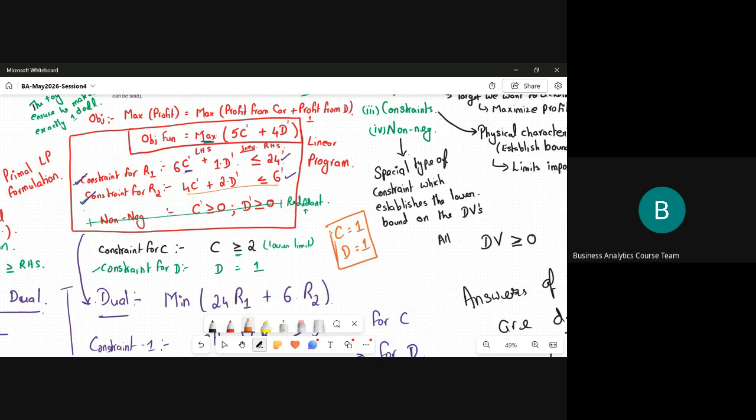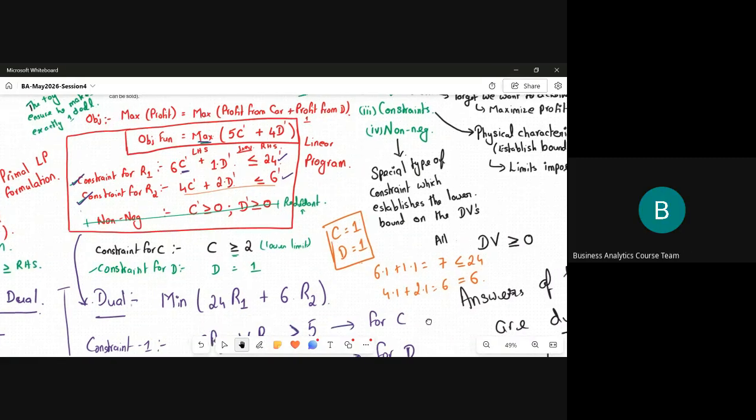your optimal solution, basically. So at this optimal solution, if you substitute, what happens? 6 into 1 plus 1 into 1 is equal to 7, which is less than or equal to 24. Then 4 into 1 plus 2 into 1 is equal to 6, which is equal to 6. These are the two values for the two constraints, correct? Yes. Now look at this beautiful case.